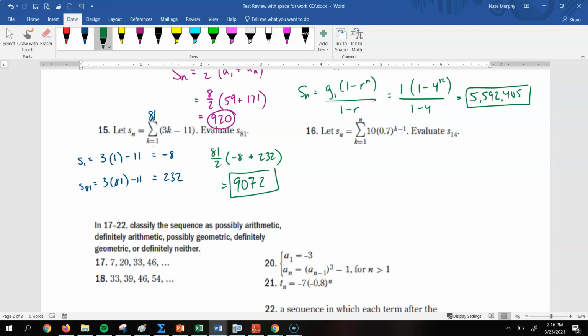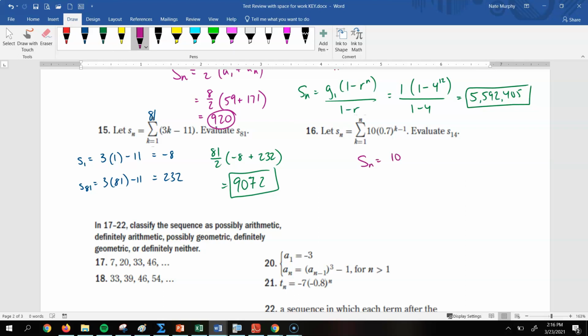All right, let's look at number 16. So for number 16, this one is a geometric sequence. So to find the sum of a geometric series, rather, we need to know our first term, which we can get as 10.